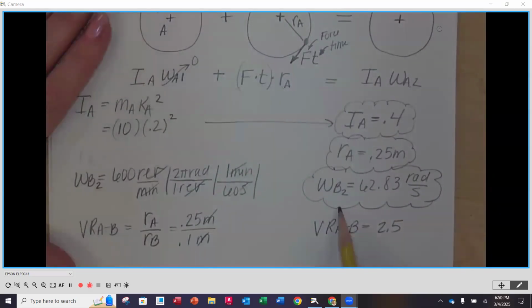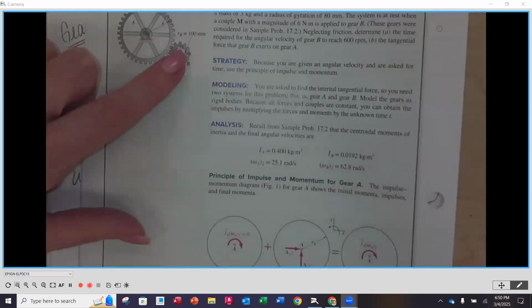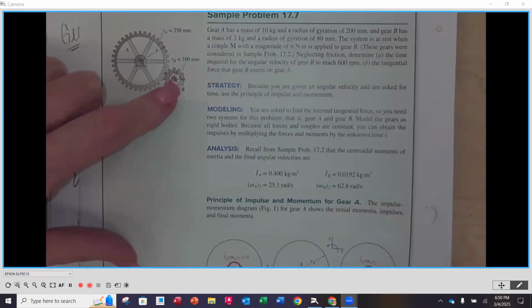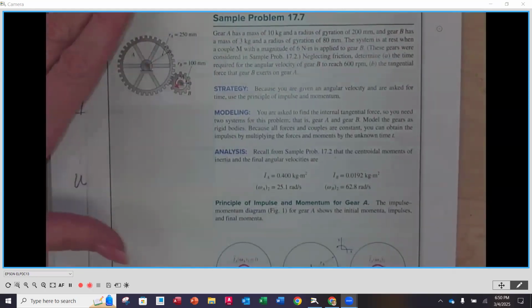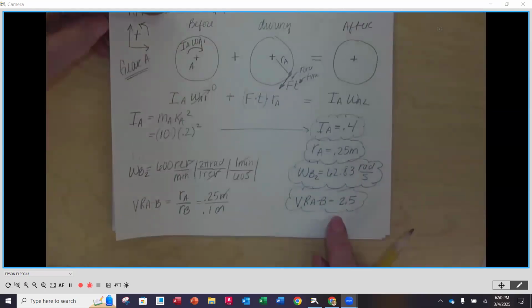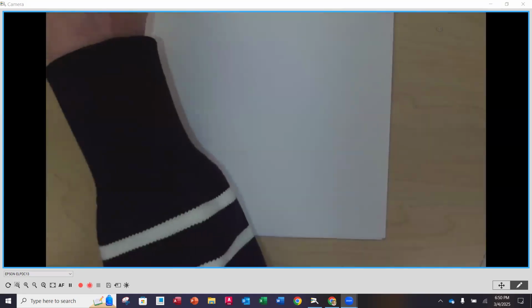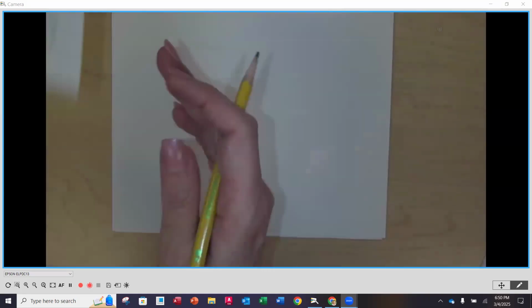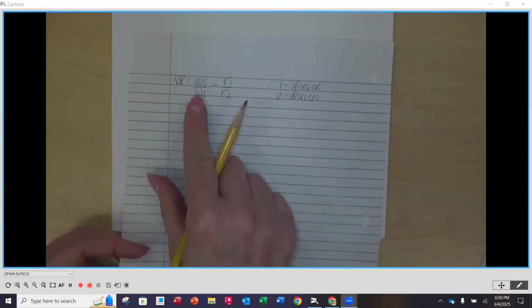What that means to me is that B is going to rotate a full 2.5 revolutions before A goes around once. So it slows down. Now, using that velocity ratio of 2.5, if you recall from our equations, we can now figure out the angular velocity.